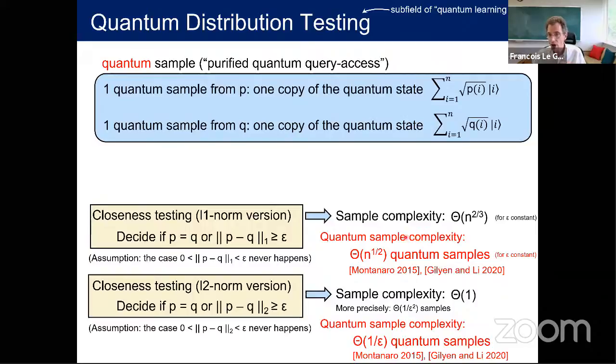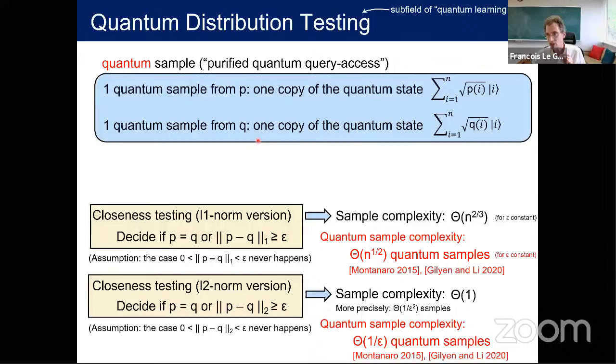And for this L1 norm version also, you can get an improvement. You have square root n quantum samples, which are enough. Classically n to the 2/3, quantumly square root n is enough. So you get not a quadratic, but a polynomial improvement. Okay, and here precisely a quadratic improvement if you look at the dependence in epsilon. So good. But what is a quantum sample?